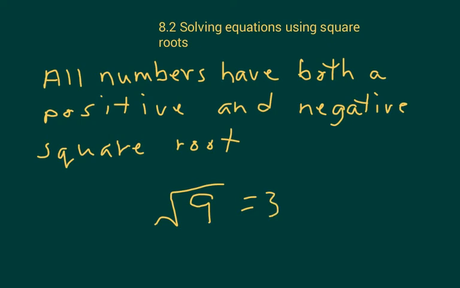And if you just see the symbol like this, then you're only asked to find the positive root. If you had this symbol, you're asked to find the negative root of positive 9. And that would be negative 3. Negative 3 is a root of 9 because negative 3 times negative 3 gives you positive 9.